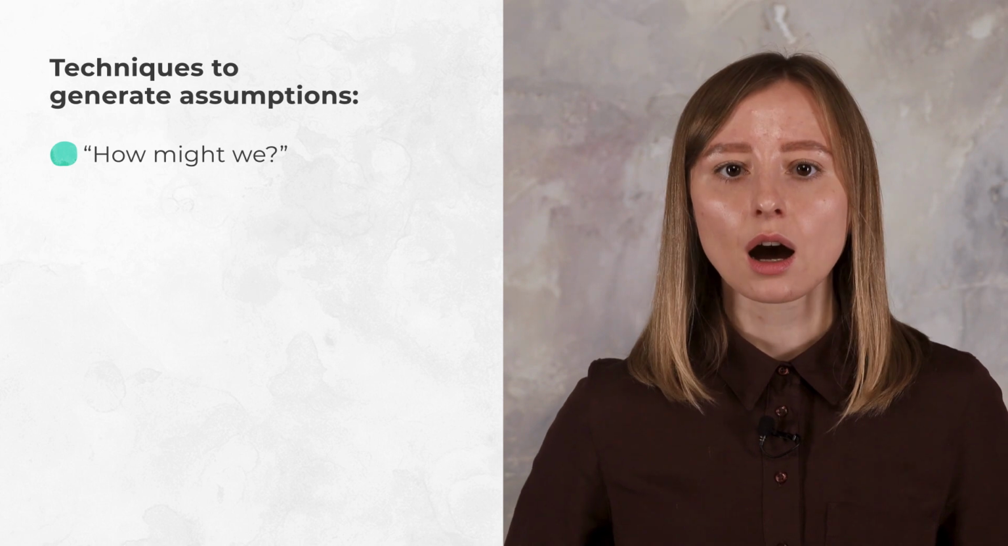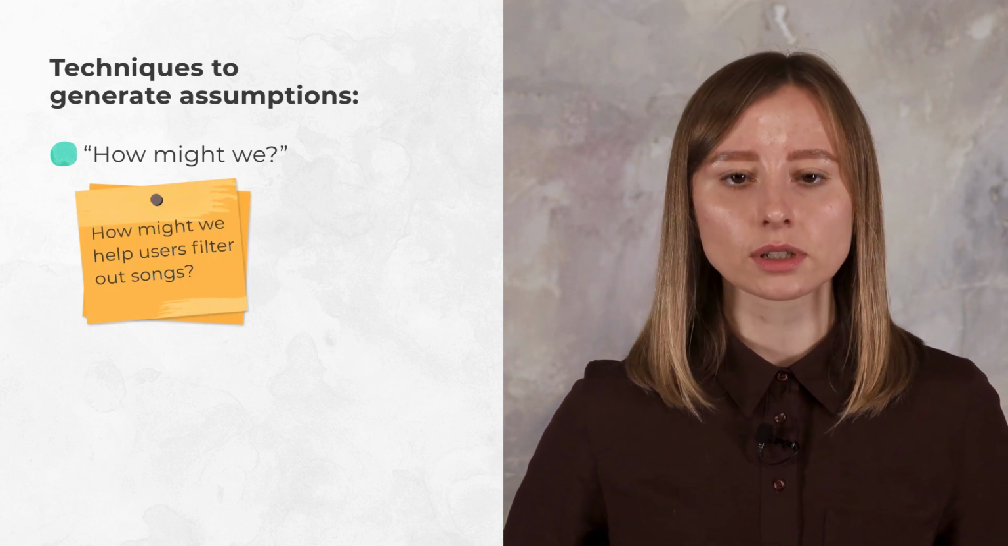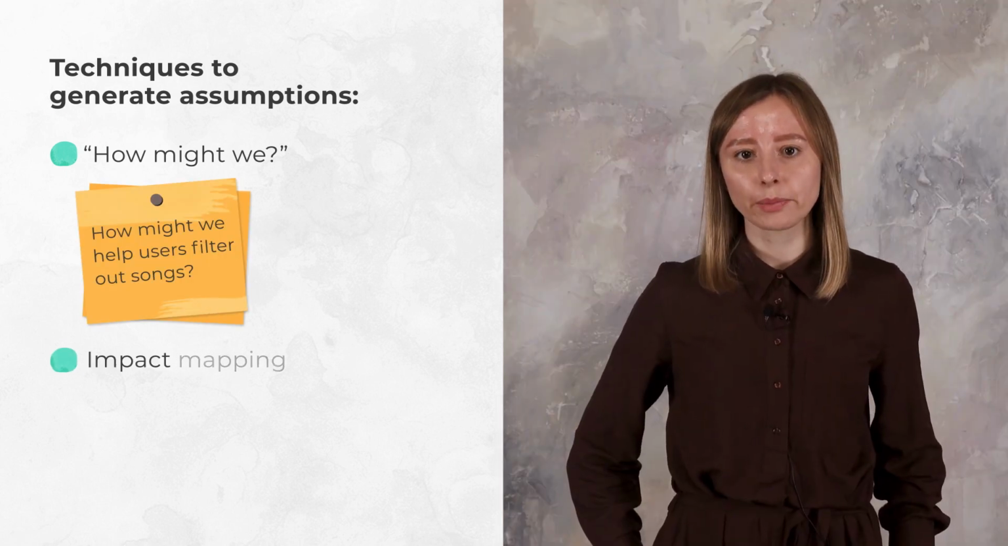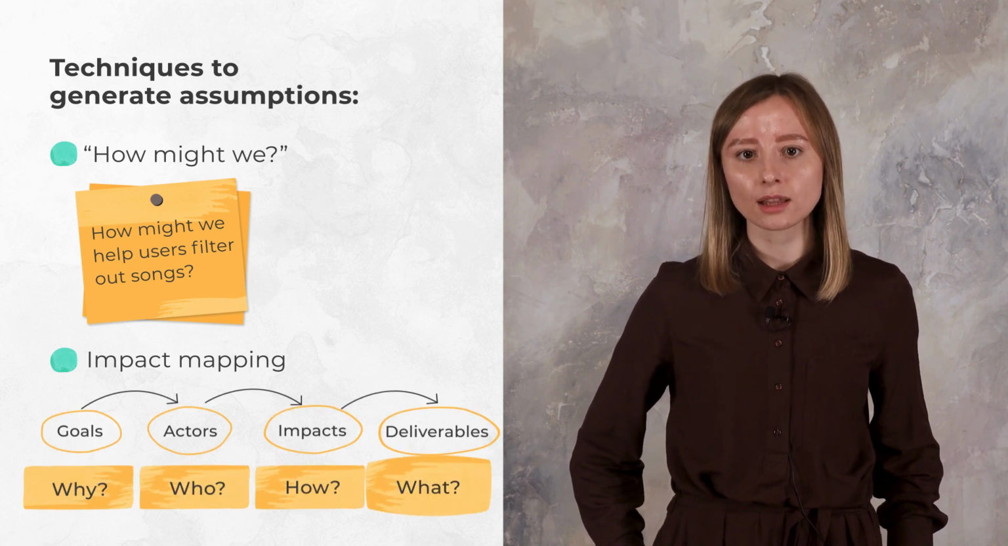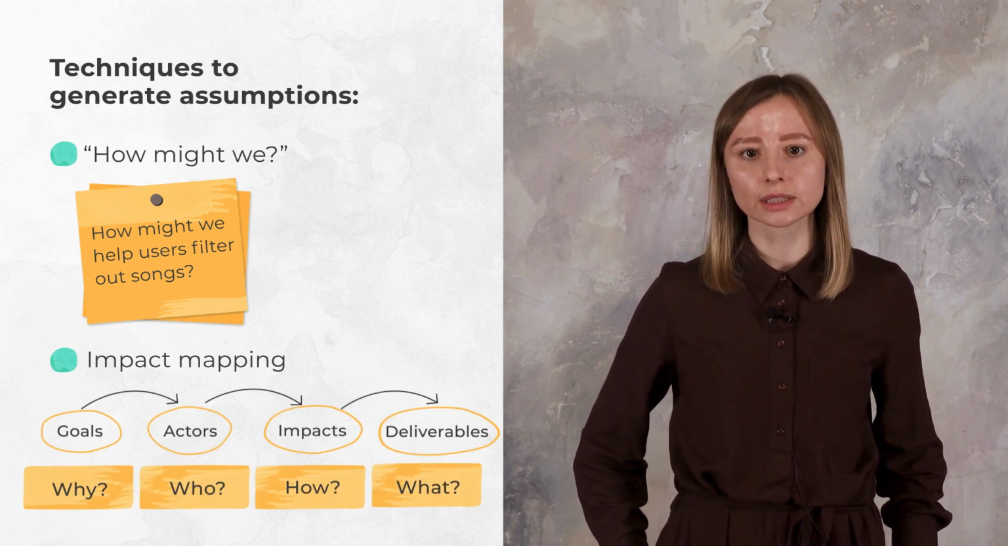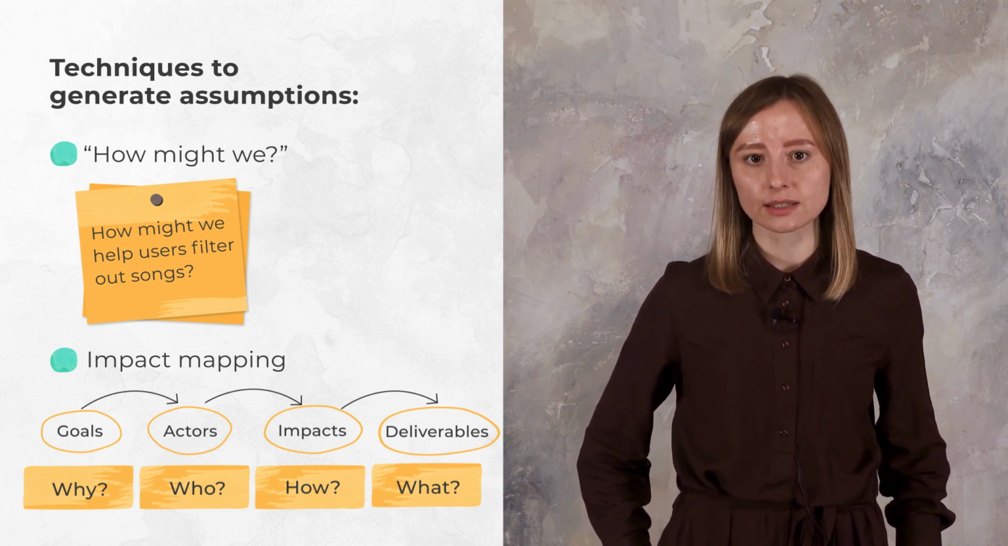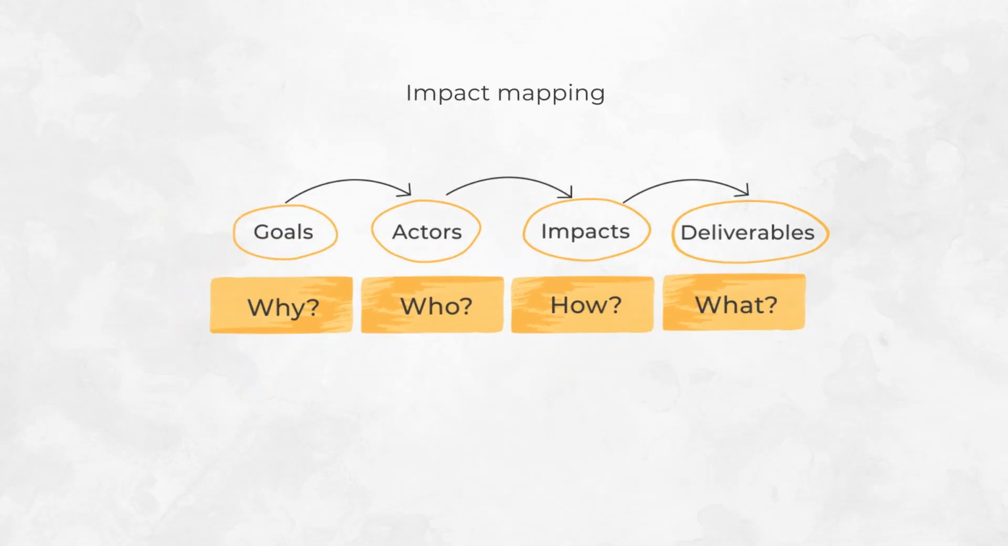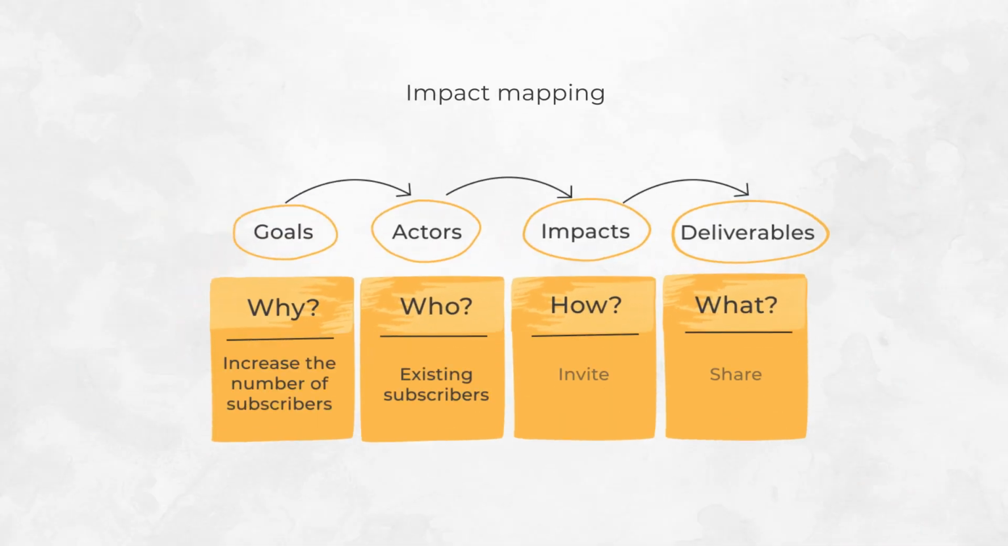With this technique, we document customer needs or challenges as "how might we" statements. For example, how might we help users filter out songs? Or we can try an impact mapping approach to decompose the high-level product goals to more low-level needs and requests from the market. The impact map will list our goals and their connection with the customer activities. For instance, we might set a goal like increase the number of subscribers and link it with the invite friends feature. This way we can see how smaller features impact our bigger product goals.